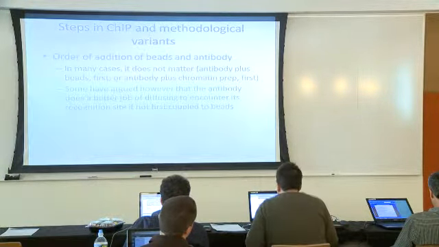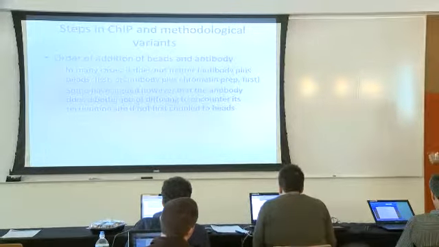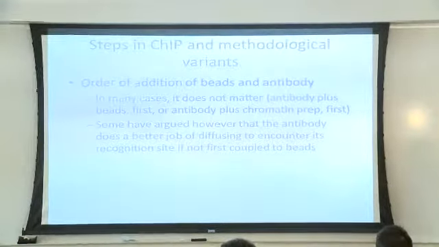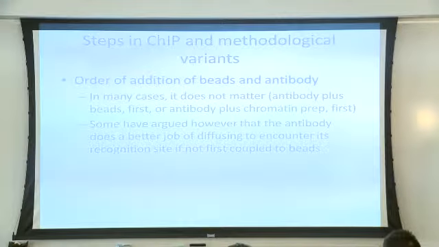So I think it was here. One of the things people talk about is what order should you add the antibody to the preparation? Should you start by complexing the antibody with the chromatin and then subsequently introduce the beads, or should you start by complexing the antibody with the beads and subsequently introduce the chromatin? And frankly, in most cases, they both work. But some people have argued that the antibody does a better job of diffusing to a recognition site if it's not first coupled to the beads. And so that is the method that we try to use and what we're migrating toward using as much as possible.